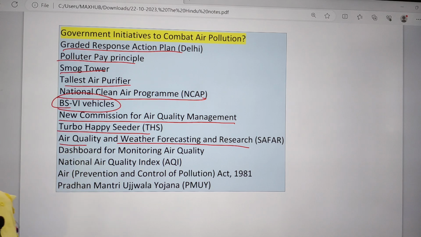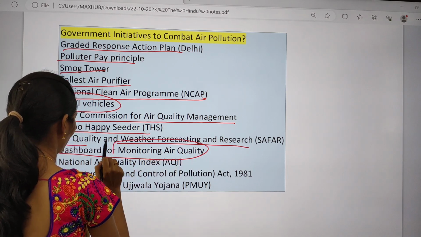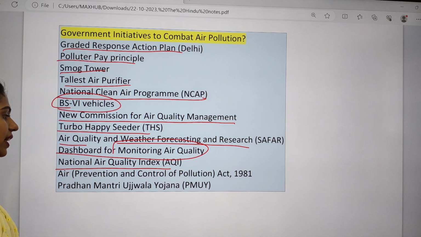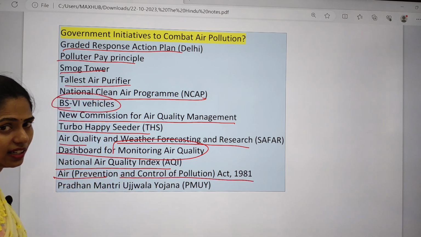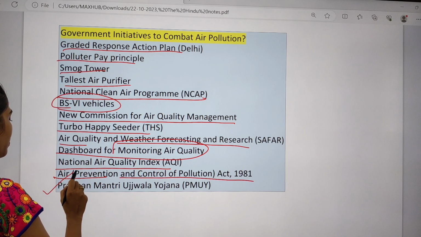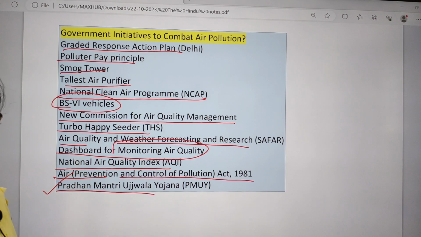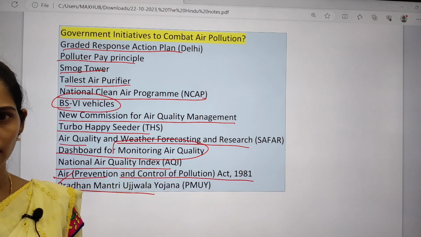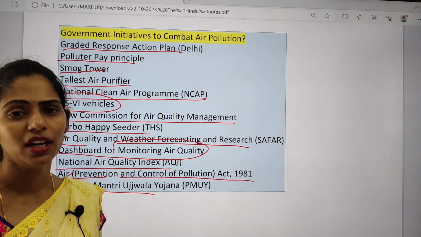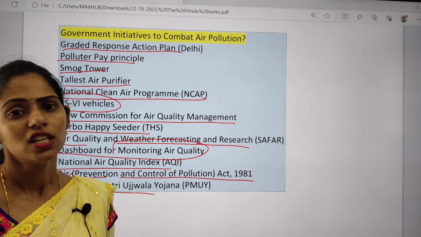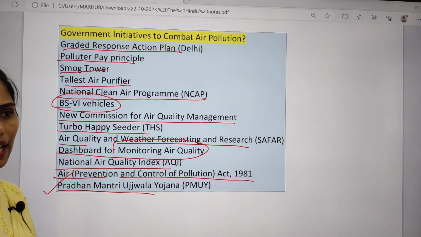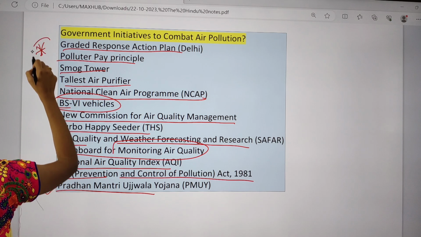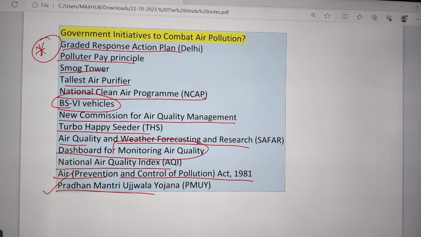It is a measurement method, or we can say an early warning system regarding air quality, and a dashboard for monitoring air quality. And we came up with the National Air Quality Index, and an important law, the Air Prevention and Control of Pollution Act of 1981, was also introduced. We also came up with the Pradhan Mantri Ujjwala Yojana. Under this, the government is providing LPG gas cylinders at a subsidized price to household women, so that they will not use traditional chulas, such that we can decrease air pollution. These are some of the initiatives taken by the government to combat air pollution. This will be very important from your mains point of view. Is that clear?